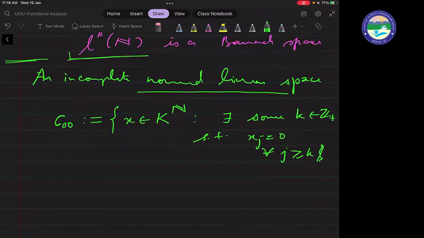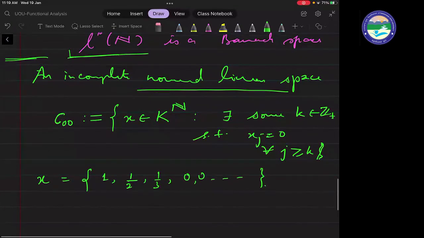Okay. So aapke paas kya ho raha hai? Koi ek sequence li jisme say first one hai, then 1/2, 1/3, and then 0, 0, 0. All other terms are zero. After a certain stage, all terms are zero. Okay, so the set of all such sequences is denoted by C naught naught.